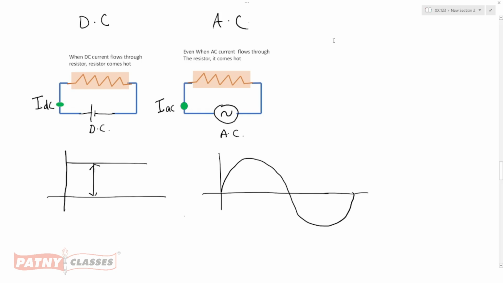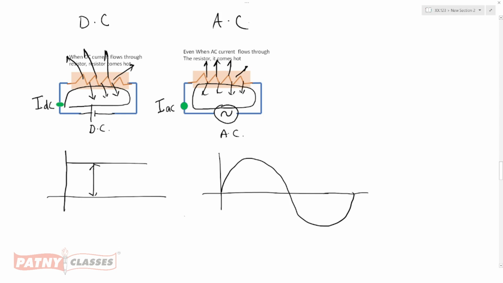When current is flowing around the circuit, in both AC and DC, work is done. So when the current is flowing around the circuit and coming back, work is done. Similarly, in case of AC circuit, current is flowing, coming back to the same position, work is done, and heat is produced in the resistor, and this heat is dissipated. So there is a dissipation of heat. We can say dissipation of power. So both in case of AC and DC, there is a dissipation of power while current is flowing around the circuit.